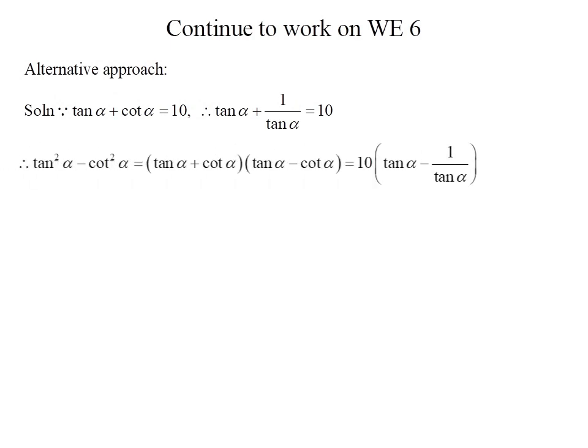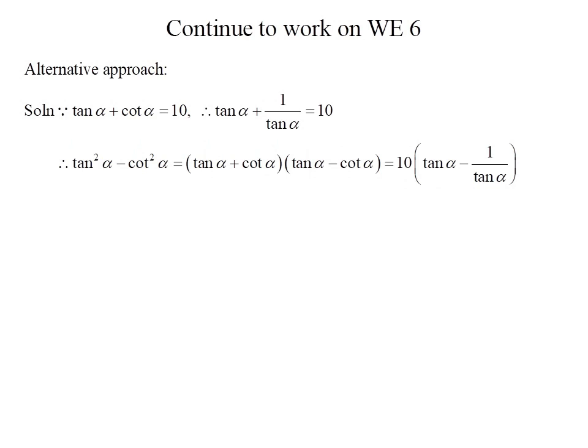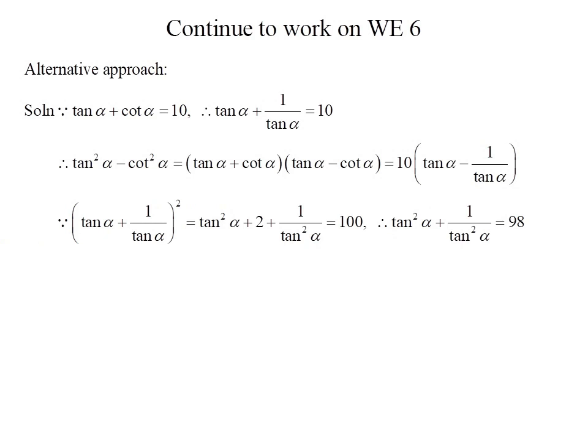Here we continue to work on an alternative approach to solve the problem in example 6. Since tangent alpha plus cotangent alpha equals 10, tangent squared alpha minus cotangent squared alpha equals 10 times tangent alpha minus its reciprocal, in parentheses. Since tangent alpha plus cotangent alpha, in parentheses squared, equals tangent squared alpha plus 2 plus the reciprocal of tangent squared alpha, which equals 100, tangent squared alpha plus its reciprocal equals 98.